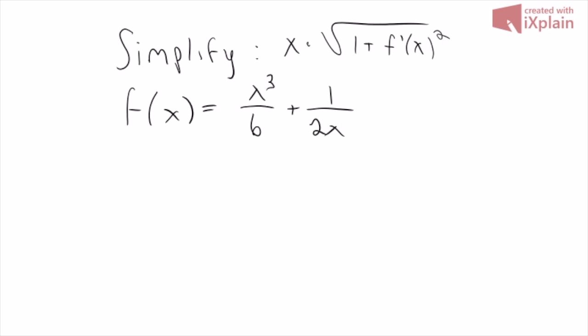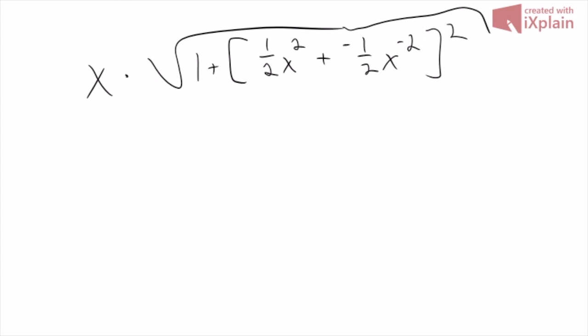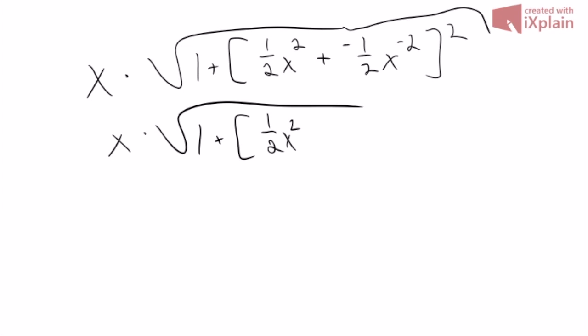Now the first thing we need to do is find the derivative of f of x. The derivative of f of x will be 1/2 x squared plus negative 1/2 times x raised to the negative 2 power. So after taking the derivative, we plug it into the expression and we are going to rewrite it as 1/2 x squared minus 1 all over 2 times x squared, and squaring that entire thing.